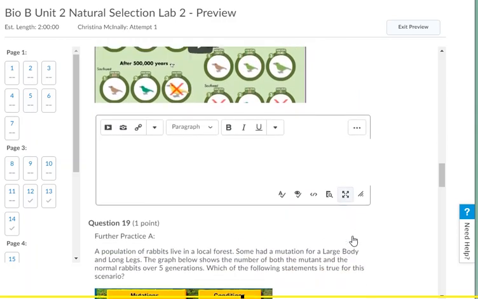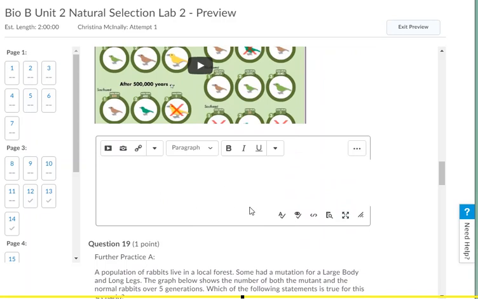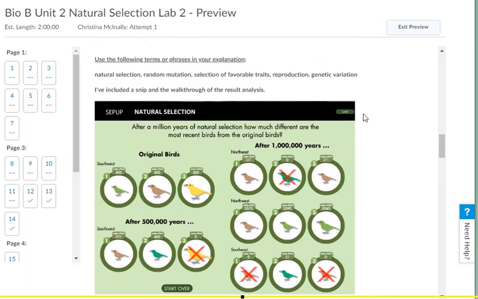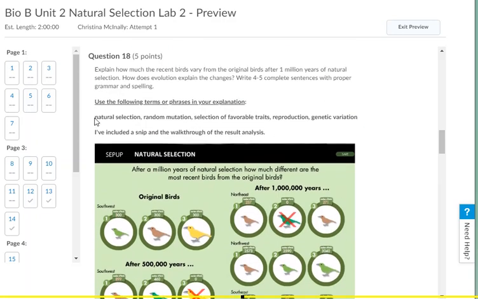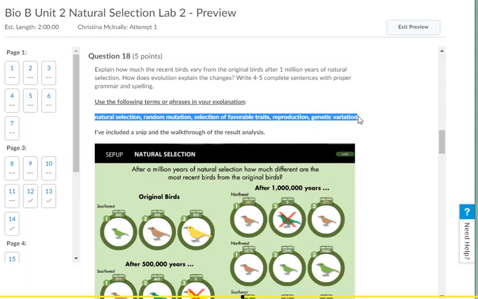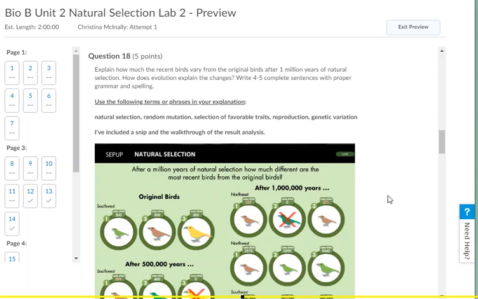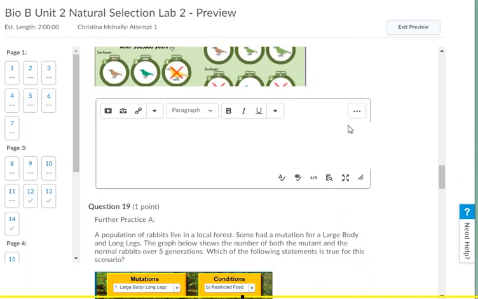So you just have to, in your own words, describe what happened. I think the question says you have to use these terms right here. If you want to get full credit, I have to see the terms natural selection, random mutation, selection of favorable traits, reproduction, and genetic variation in your own words. And I said 4 to 5 complete sentences, so make sure that you do that well, okay?